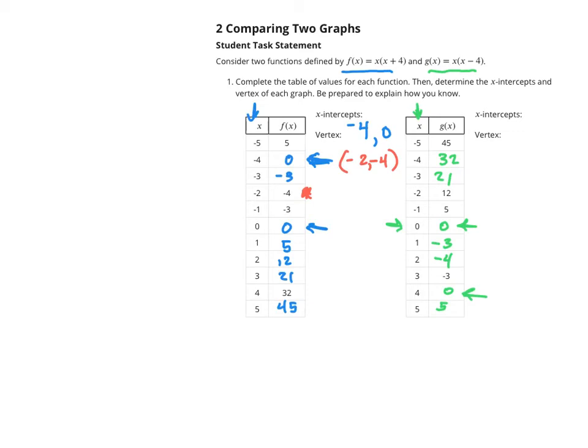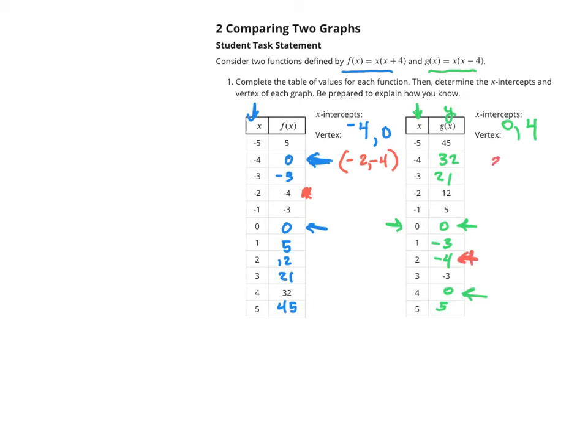All right, so here in green, we have the x-intercepts as where y equals 0. I guess I should remind you guys that that's my y. My x-intercepts are 0 and 4. And then my vertex is halfway between those two x-intercepts, right there.